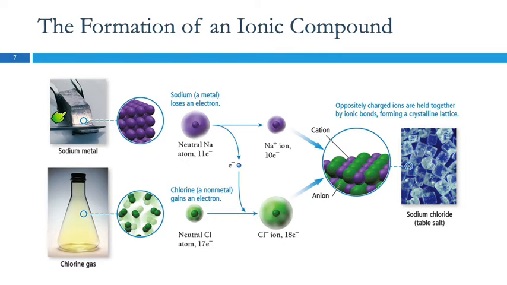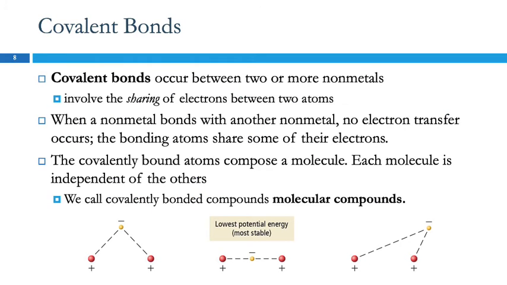Here we have sodium metal, highly reactive, chlorine gas, quite toxic. We take these and we combine them into a compound. A chemical reaction occurs. Neutral sodium atom loses an electron. The chlorine gains the electron. Now we have a positive sodium ion and a negative chloride ion, and those are attracted to each other. Make sense? So ionic bonds, you have a transfer of electrons.